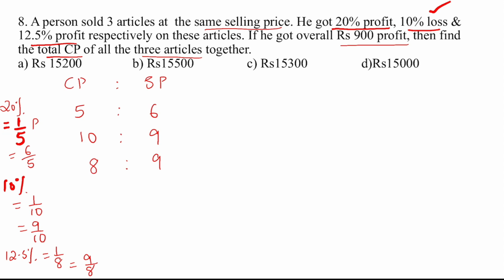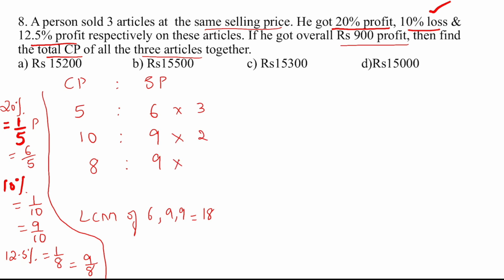So now from these 3 we see that the selling price is not the same. So how to make the selling price the same? We take the LCM of 6, 9 and 9. So the LCM of 6, 9 and 9 is 18. So 18: 6 into 3, 9 into 2, 9 into 2. So multiply 2 throughout.